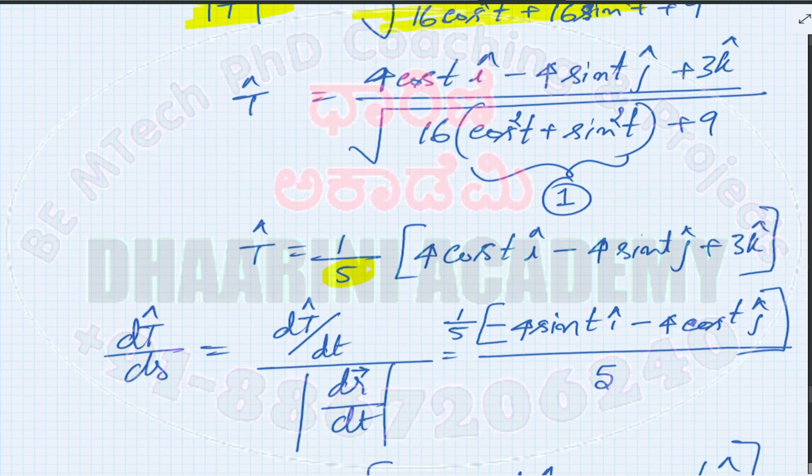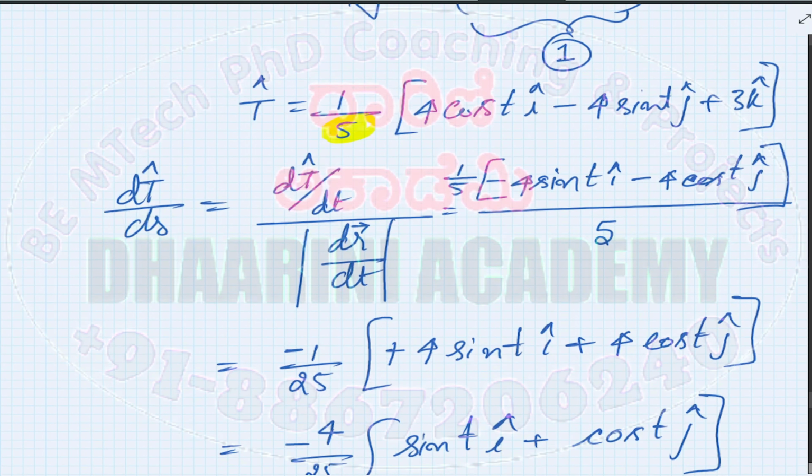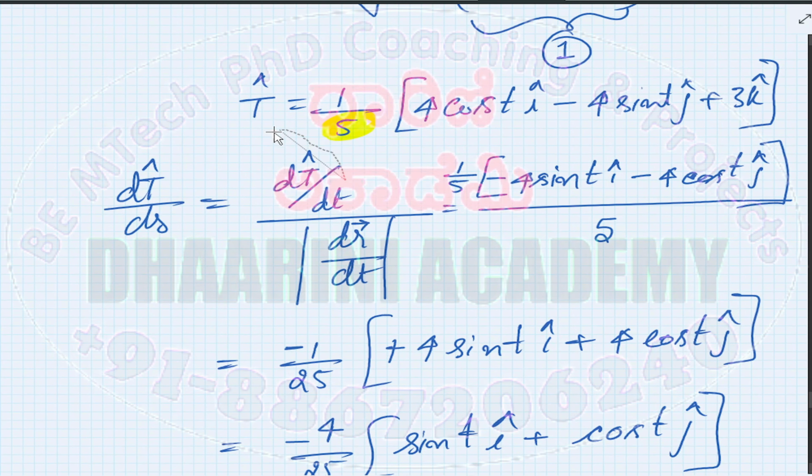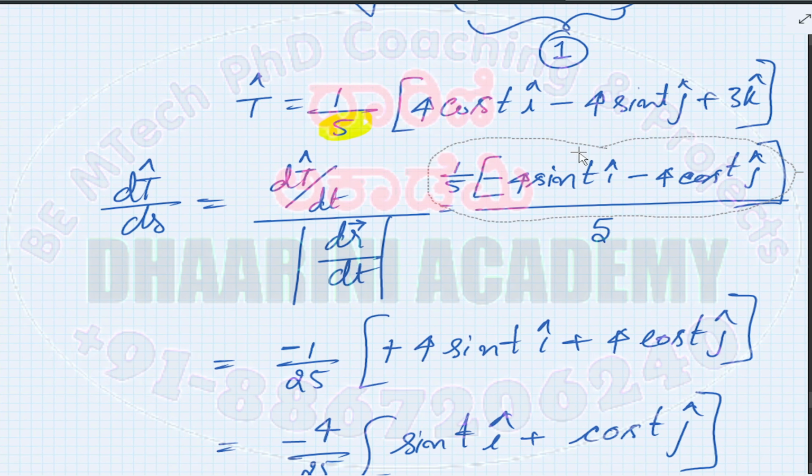I need dT by ds. How do you find dT by ds? dT by ds is dT cap by dt whole divided by the magnitude of dr by dt. So this is 1 by 5 into minus 4 sin t i minus 4 cos t j. This is how you are getting this. You differentiate the above equation once. So 1 by 5 as it is. There is a 4 cos t.